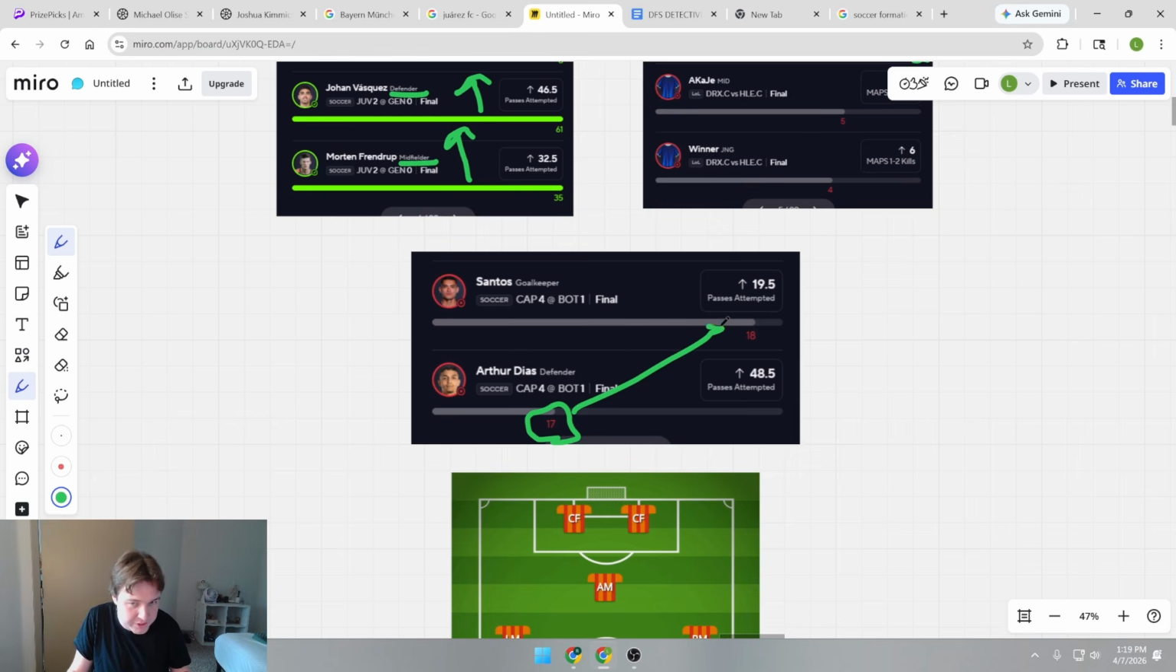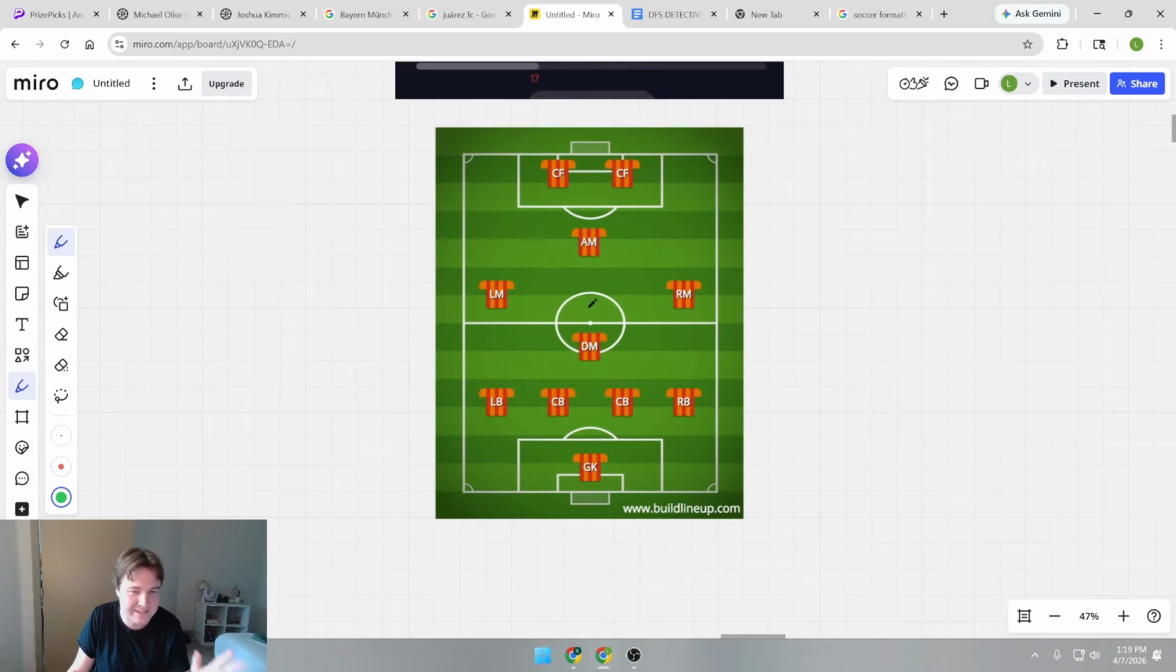So the other guy that I took him with only gets 18 pass attempts, and they go under together. Why? Because this is how soccer works, right? Here's a very basic soccer formation. You have these guys up here attacking, you have these guys in the midfield, and then you have these guys back here defending.